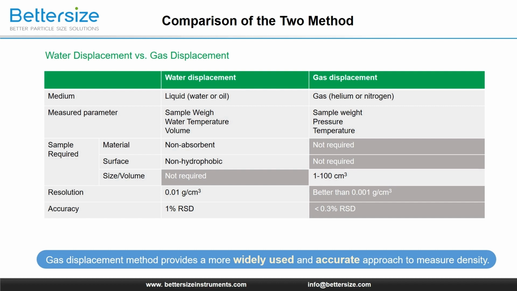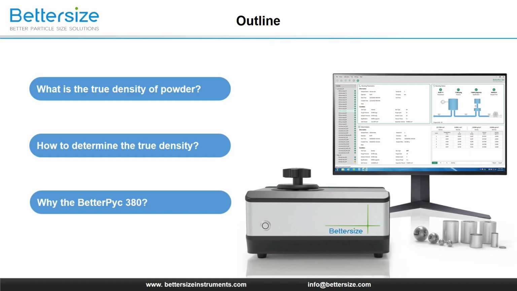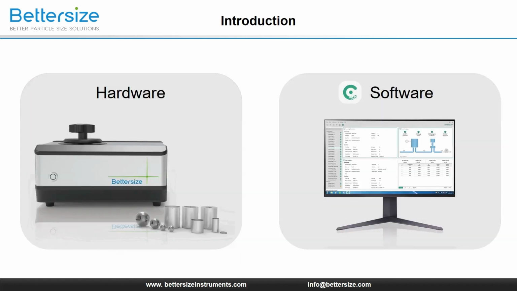Next, I will introduce an automatic gas pycnometer, BetterPyc, based on this method in Part 3. In this part, you can realize the BetterPyc 380 is a versatile gas pycnometer with high accuracy. Okay, it is time for Part 3. Why the BetterPyc? The hardware and software of the instrument will be presented.